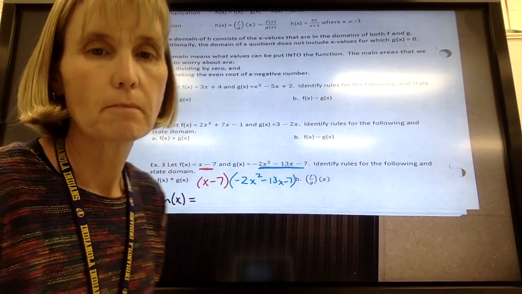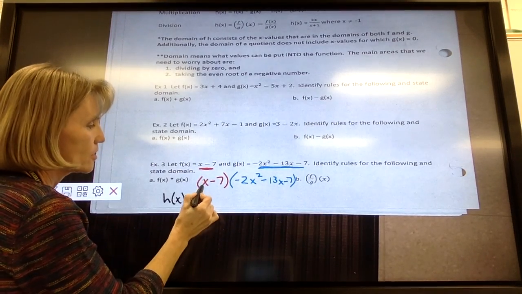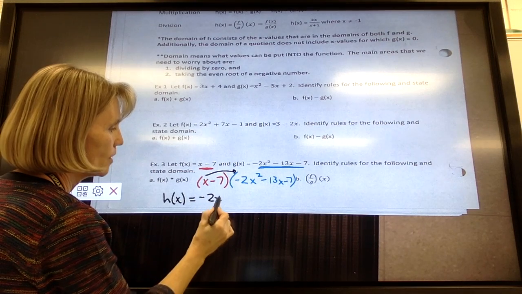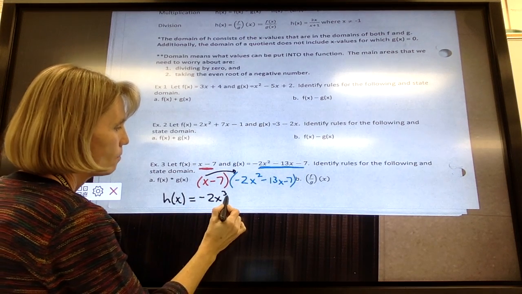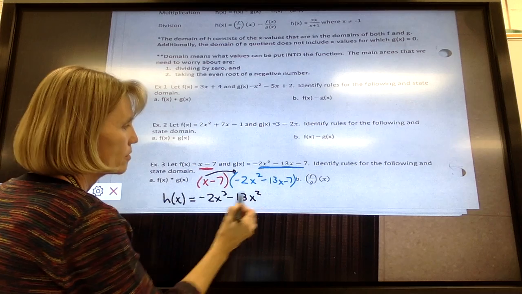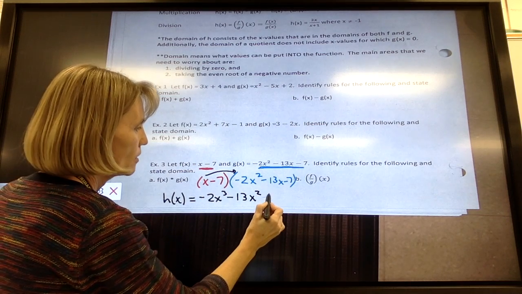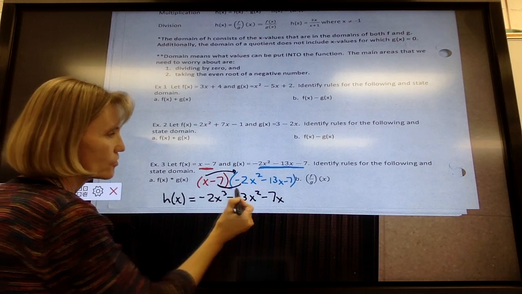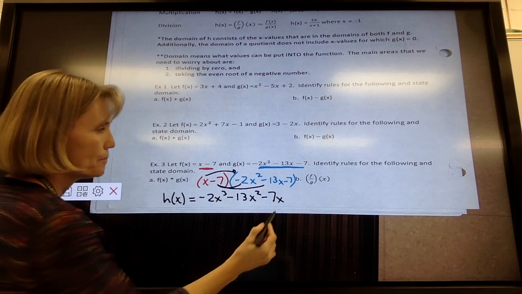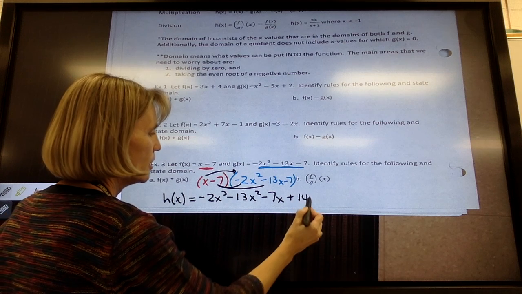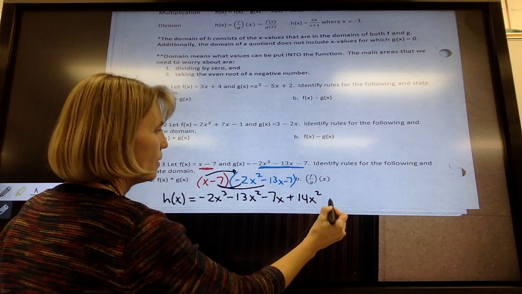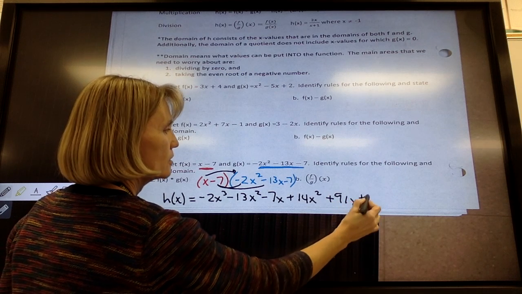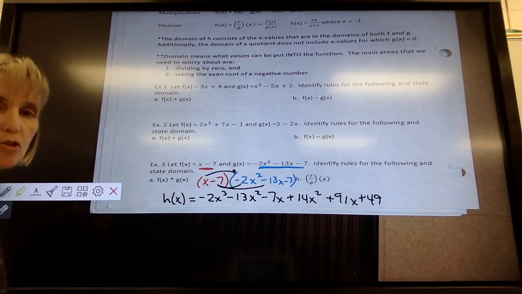Okay, we're going to end up taking x times all of that. So I would get a negative 2x cubed minus 13x squared. Okay, and then minus 7x. And then I'm going to take the negative 7 and do the same thing. I'm going to distribute it. So I get a positive 14x squared, a positive 91x, and a positive 49. So I just end up distributing twice.